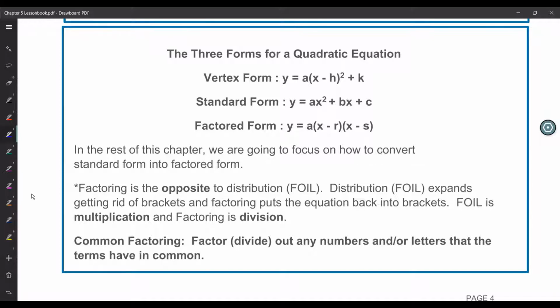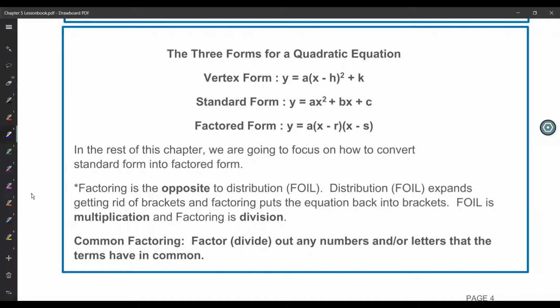So distribution or distributing brackets or FOILing brackets expands them. So what it does is it's multiplying. It gets rid of brackets. And factoring does the opposite. It puts them back into the brackets. So then I can go from standard form into factored form, and we're also going to learn in chapter 6 how we can go from standard form into vertex form. But we're going to focus in a little bit more on how we can get from standard form to factored form in chapter 5. So the idea is that FOILing is multiplication.